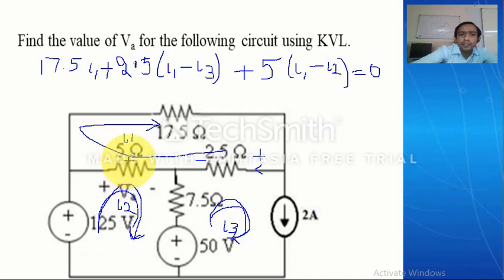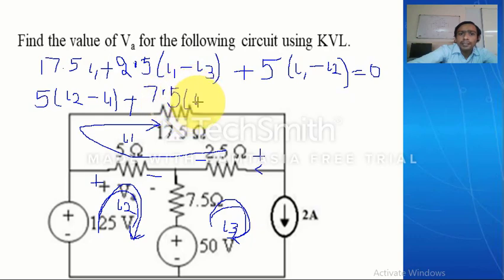Let's apply. The potential drop across 5 ohm will be 5 times I2 minus I1. Here I will assume this as positive, this as negative. So the potential drop in 5 ohm resistor will be 5 times I2 minus I1 plus there is another 7.5 ohm resistor. The current in this will be I2 minus I3. So I can write 7.5 times I2 minus I3. This is equal to the total potential.